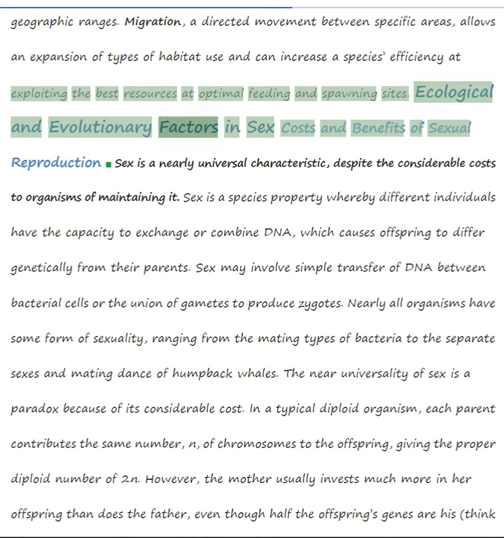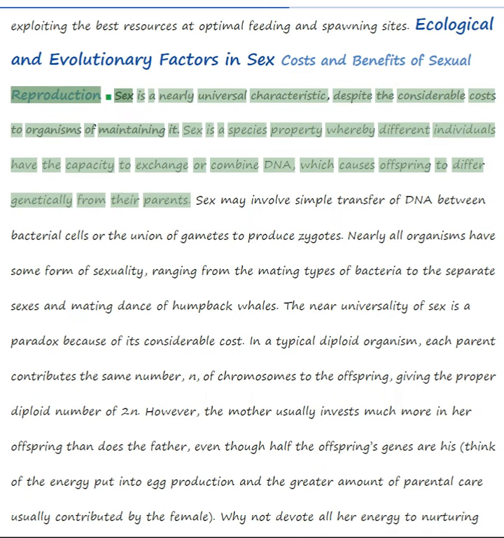Ecological and evolutionary factors in sex. Costs and benefits of sexual reproduction. Sex is a nearly universal characteristic, despite the considerable costs to organisms of maintaining it. Sex is a species property whereby different individuals have the capacity to exchange or combine DNA, which causes offspring to differ genetically from their parents.